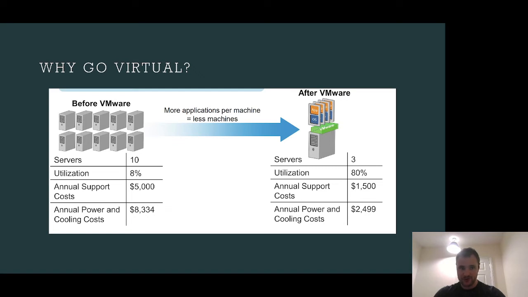So just provide a quick overview. Why go virtual? Virtualization can really up your utilization of memory compared to physical machines. So before 10 servers can go down to 3. Utilization of these is drastically increased. The annual support has dropped, and the power has dropped as well. So everything is an advantage to go onto a virtual environment. Less physical, more virtual is good.